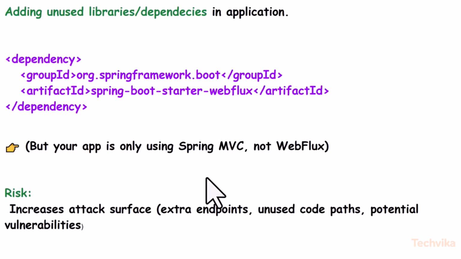And the other one is adding unused libraries and dependencies in our project. Let's say I'm using an MVC project, but in my project I am adding WebFlux, which is not required for my project, but still I am using WebFlux, right? So it's an unused library. What happens if we are using unused libraries? It will increase the attack surface. Let's say extra endpoints, unused code paths, potential vulnerabilities. Okay, always remove the unused libraries or dependencies in our projects.